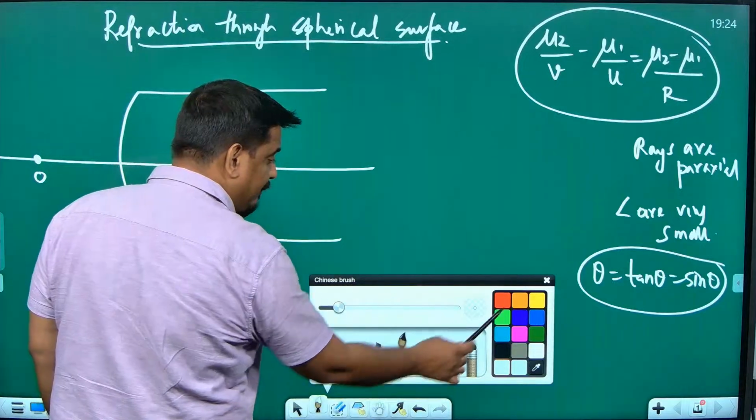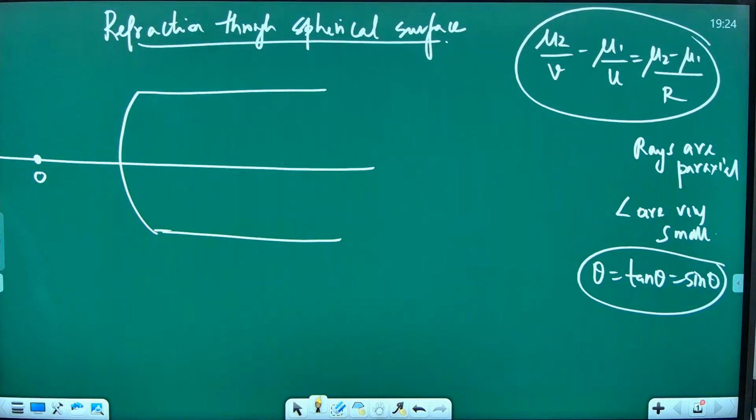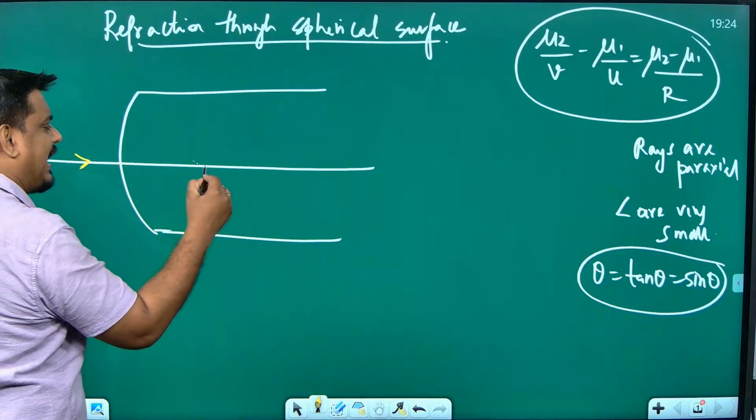So if I want to make the image formation, I will take two rays. One ray I will take on the principal axis itself going straight.